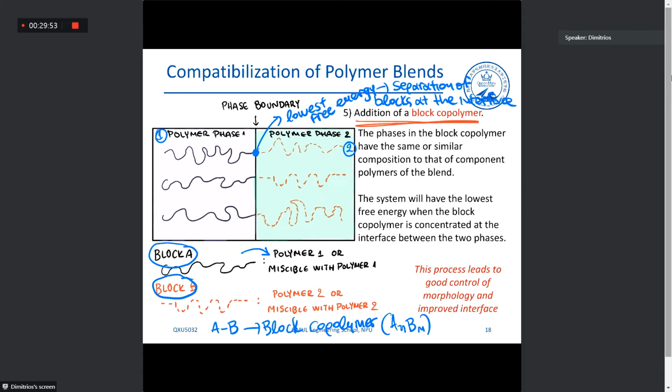So this is an AB diblock copolymer. You can see the A block residues in this phase, B residues in this phase, and this places essentially covalent bonds here. We have the formation of covalent bonds.